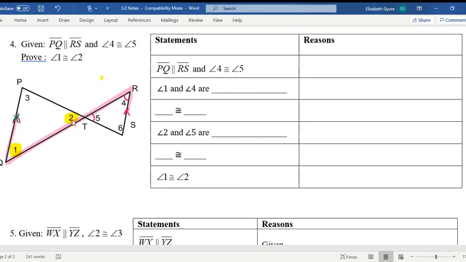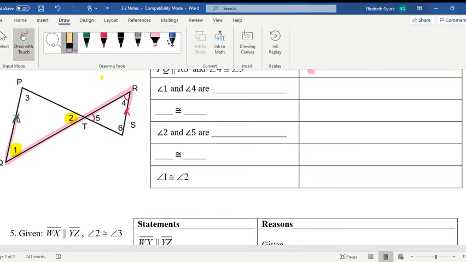Vertical. So angles 2 and 5 will be vertical again, right? Which means they'll be congruent, which means 4 will be congruent to 5, 5 will be congruent to 2. And aren't 1 and 4 going to be congruent? Yeah, so this whole line right here is going to be congruent. We can tie all those together. All right, so first put your given. Segment PQ is parallel to segment RS. That is given.